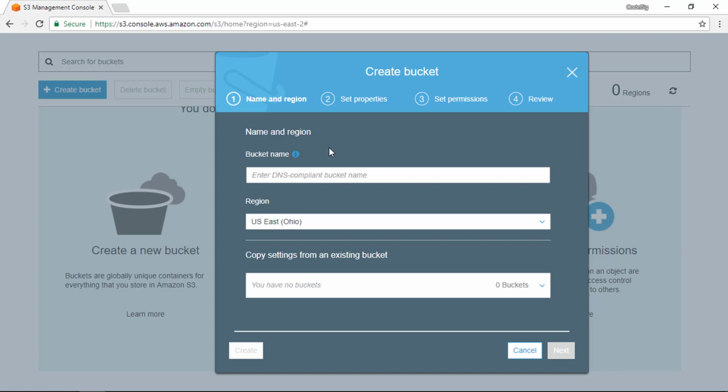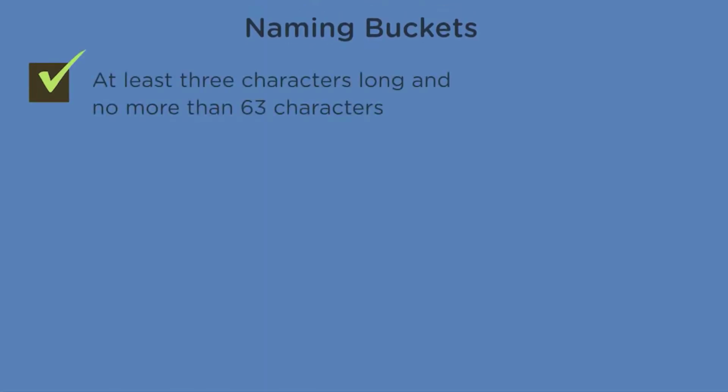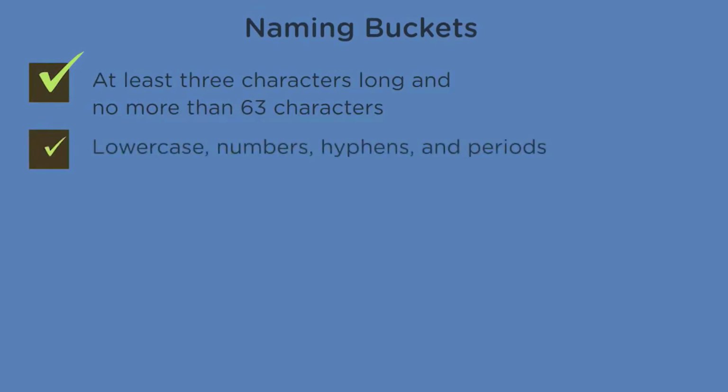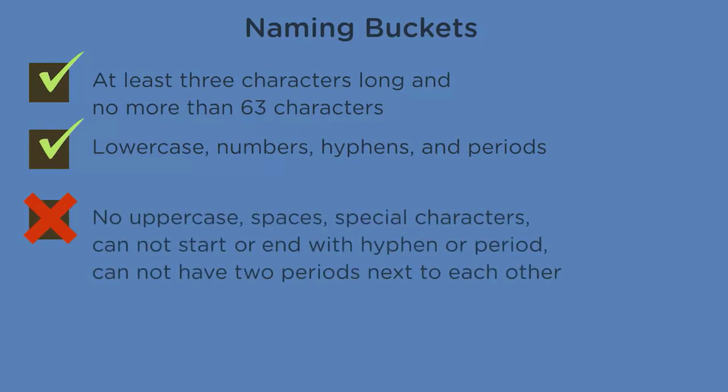These are the rules for naming buckets in S3. Your name has to be at least 3 characters long and no more than 63. You can also use lowercase letters, numbers, hyphens, and periods. That means you can't use uppercase, space, or special characters. The name can't start or end with a hyphen or a period. You can't have two periods next to each other. And finally, if someone else has already claimed the name you want, you're out of luck. You'll have to pick a different name that isn't currently being used.